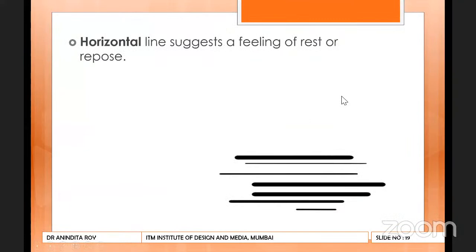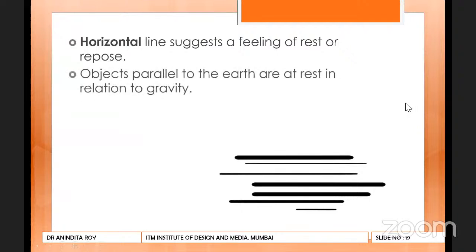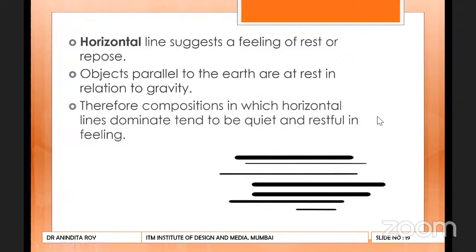So horizontal lines, they suggest a feeling of rest or repose. So horizontal lines, wherever you want to give a feel of relaxation. So any composition, it can be a fashion design composition, or it could be an interior design composition, it could be an architecture design composition, or it could be a product design composition. Wherever you use horizontal lines, the outcome becomes quiet and restful. So you get a feeling of restfulness and relaxation.